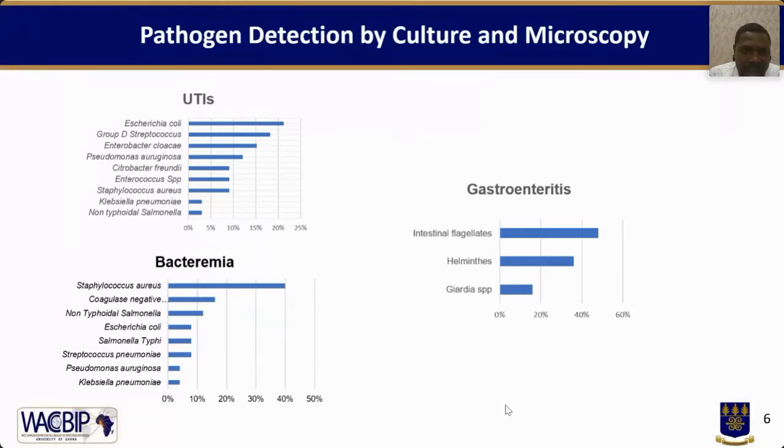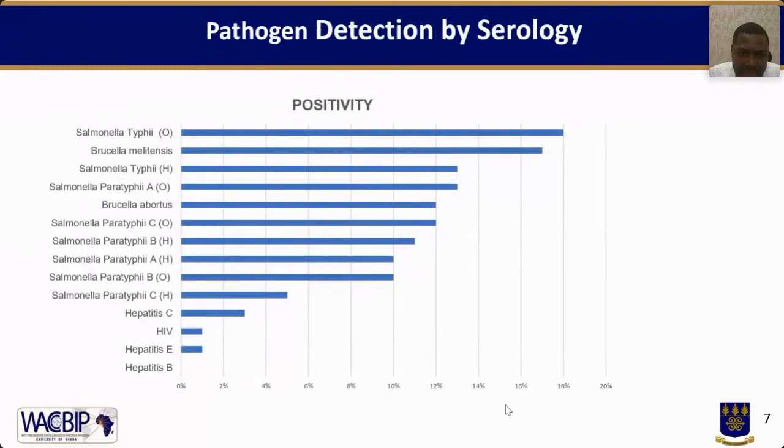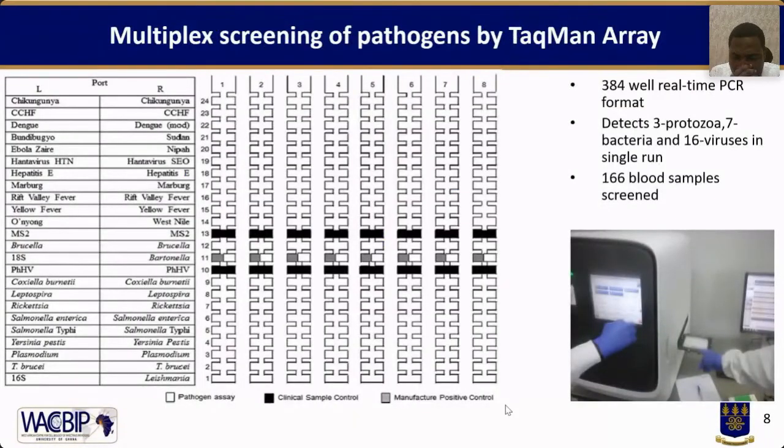Next slide, please. We also did serological tests to see whether we can detect these pathogens, and surprisingly, we found a lot there also. We found Salmonella typhi, Brucella, and others, including hepatitis C and HIV. This still confirms that febrile illness is indeed a polymicrobial infection. Looking at all these tests that we do, if we want to do them individually, it's going to be very cost-ineffective, and it's going to involve a lot of resources and also labor.